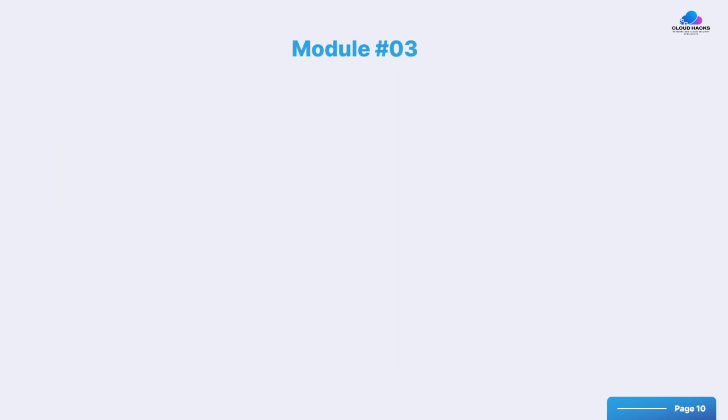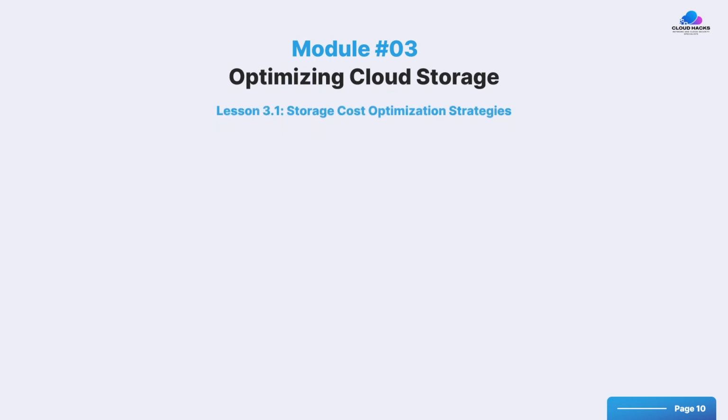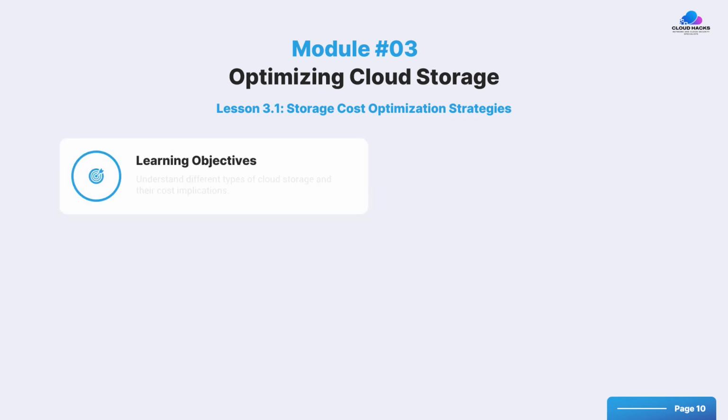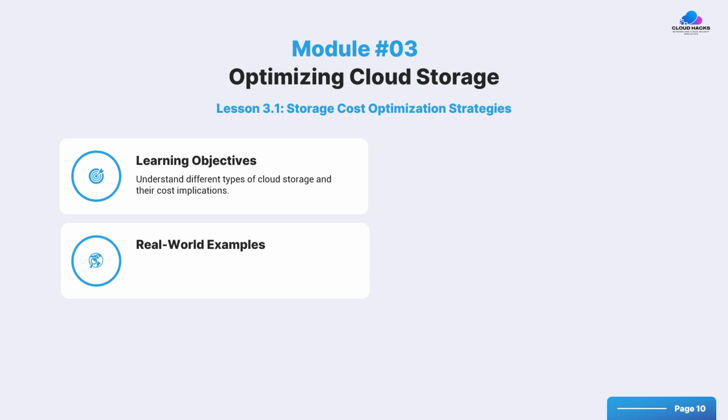Module 3. Optimizing cloud storage. Lesson 3.1, Storage cost optimization strategies. Learning objectives. Understand different types of cloud storage and their cost implications. Real-world examples. Comparing standard, frequent access, and archive storage costs.